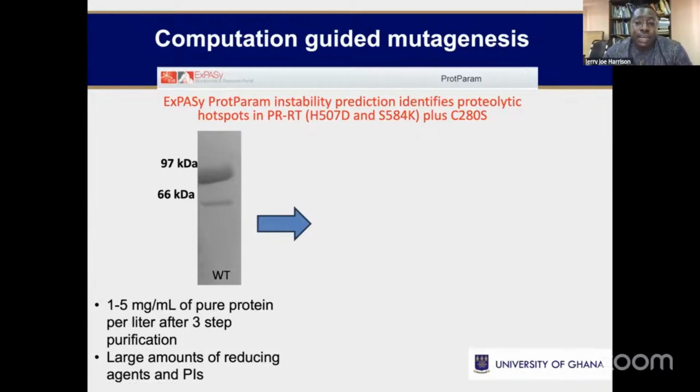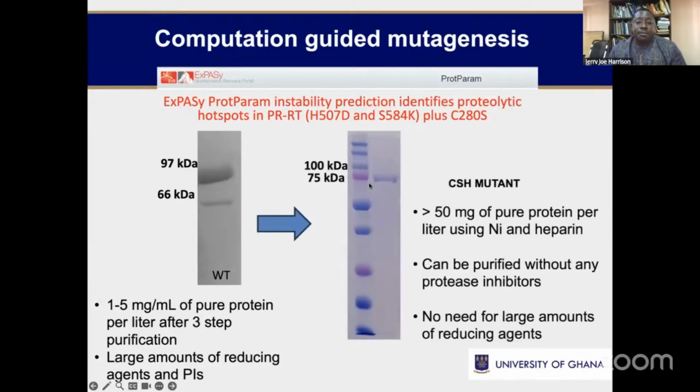And so, with a trick that we had used, C280, which is a surface-exposed cysteine that also causes some aggregation. So I mutated the C280 to a cysteine, a serine, sorry, and then mutated H507 to a D and S584 to a K. And to our surprise, that protein was very well expressed. You could purify tons of it from a liter of prep. In fact, you could get more than 50 milligrams of purified protein, with a very simplified workflow without even needing any protease inhibitors. And the protein was intact.